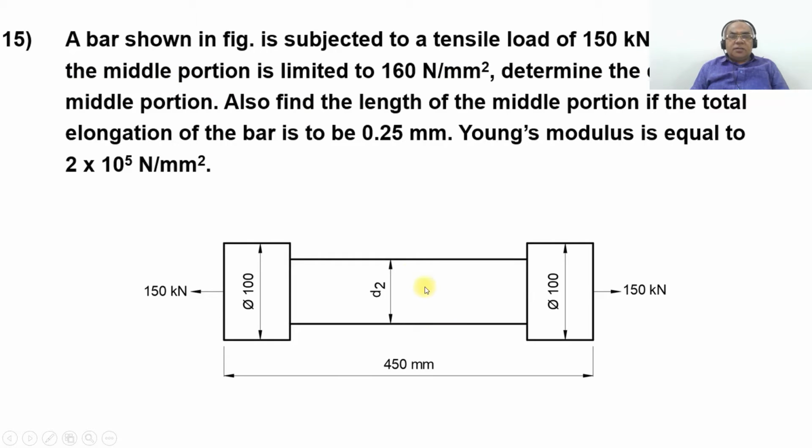If the stress in the middle portion is limited to 160 Newton per mm square, determine the diameter of the middle portion. So this is the diameter I need to find out. Also find the length of the middle portion, that is the total length of this portion. The total elongation of the bar after the application of the tensile load is 0.25 mm. The Young's modulus is equal to 2 into 10 to the power of 5 Newton per mm square.